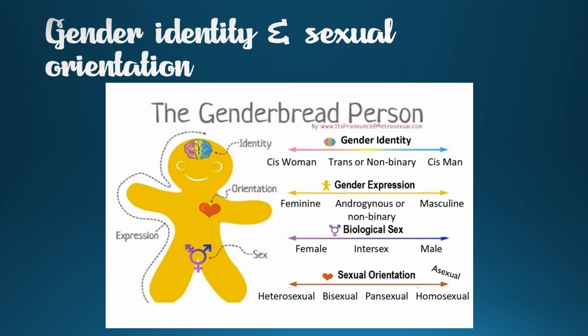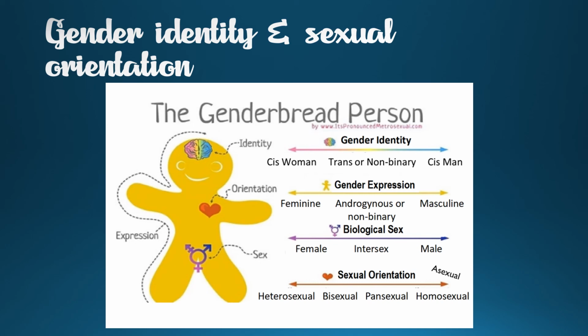Biological sex, like we talked about earlier in this lecture, is male, female, and intersex. And then sexual orientation is who we're attracted to. Heterosexuality is basically being attracted to the opposite sex. Bisexuality is being attracted to both men and women.